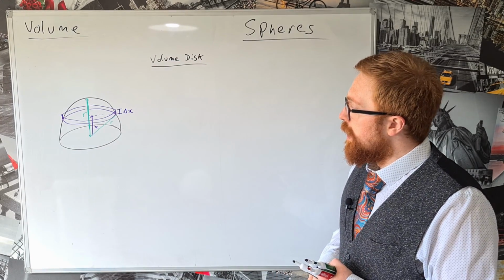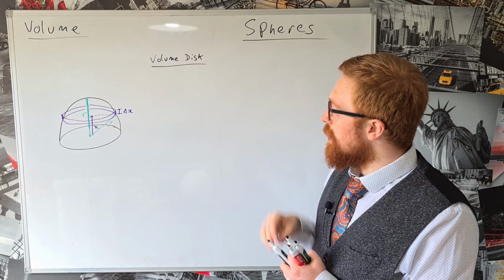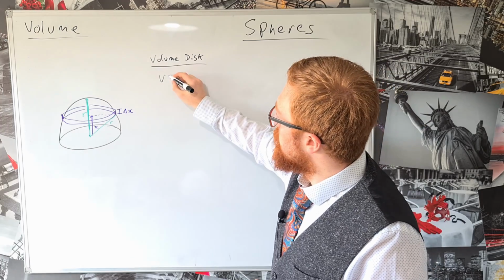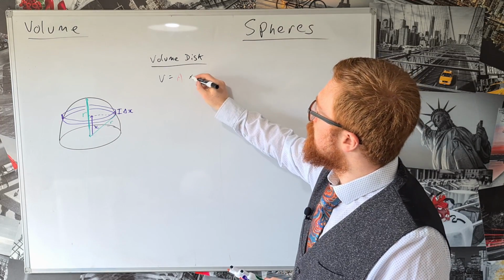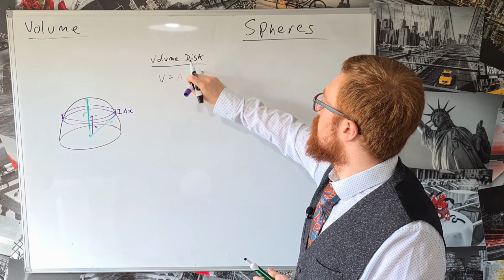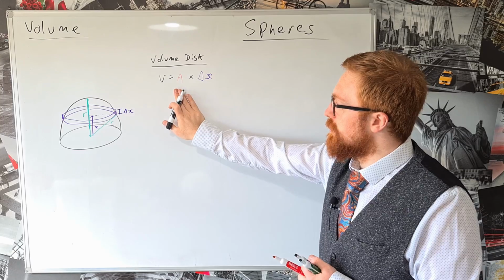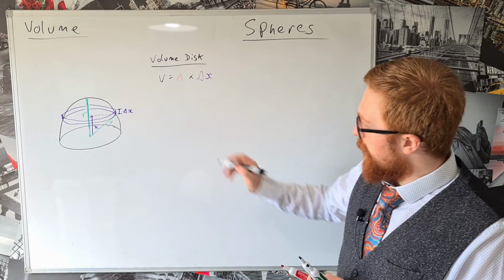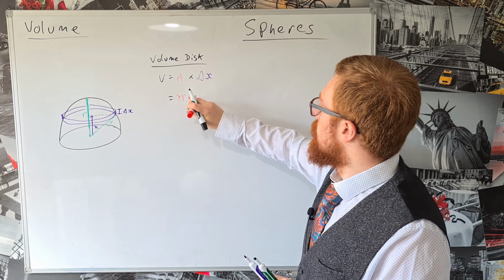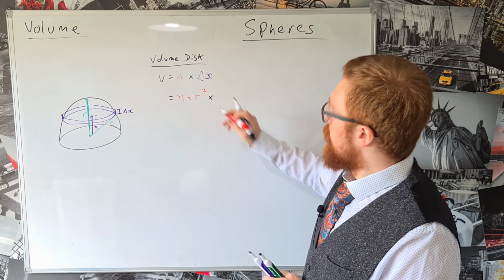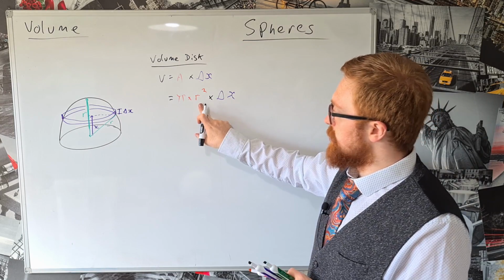Okay, so well, this disc is a cylinder. So the volume of the disc is equal to the area of the circular face times by that width delta x. So really what we need to do is work out the area of the circular face. Now remember, the area of a circle is pi times by the radius squared, which means we need to work out what this radius is.